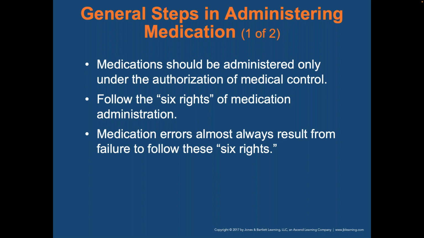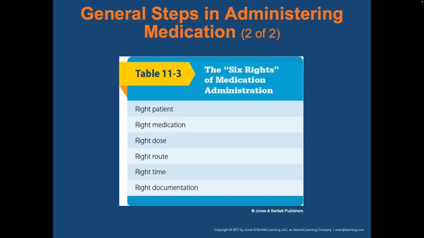So with that, we need to follow the 6 rights of patient medication administration. Anytime you give a patient a med, they have to meet these 6 rights. If not, then this medication is not for them. Medication errors almost always result from failure to follow these 6 rights. You need to make sure that you have the right patient, the right medication, the right dose, the right route of administration, the right time to give it, and the right documentation behind it.